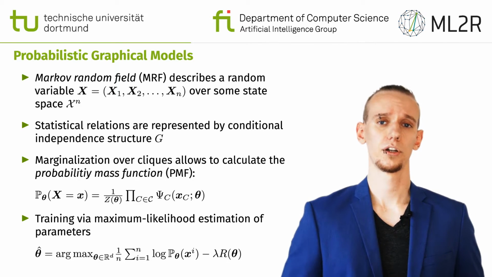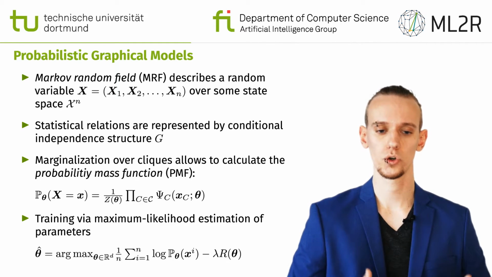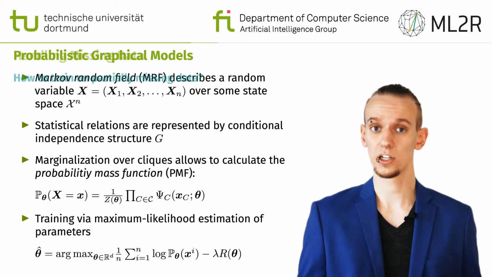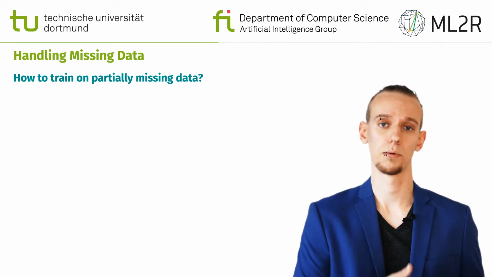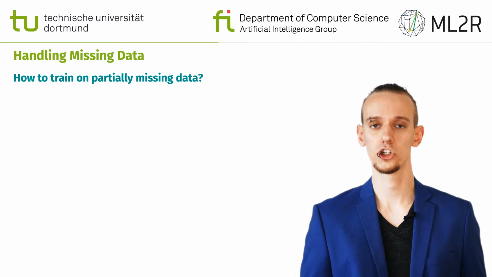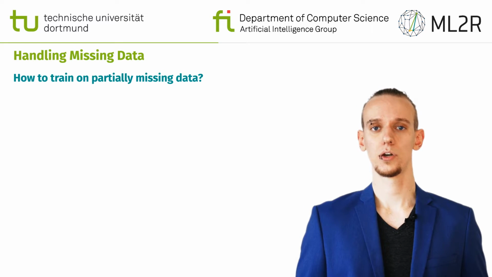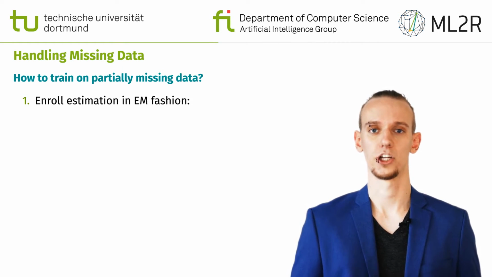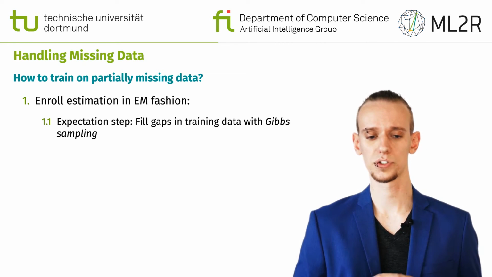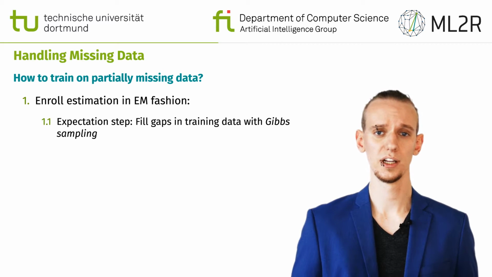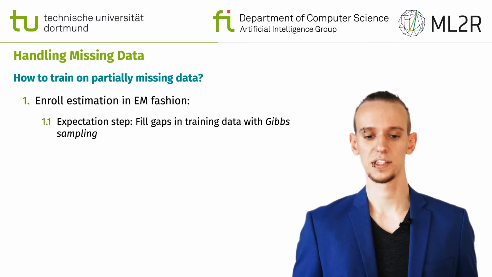This is already a pretty solid framework, but there are still some open questions, and the most important one is how can we train a Markov random field with incomplete data? So let's look at that. As I said, we want to use maximum likelihood estimation, but maximum likelihood estimation demands gap-free data. So what we do to counter that is we first set up the whole training in an EM fashion. So we first run an expectation step that is using Gibbs sampling to sample some values from our distribution and fill the gaps with them. Then we have a complete data set and we can run maximization.